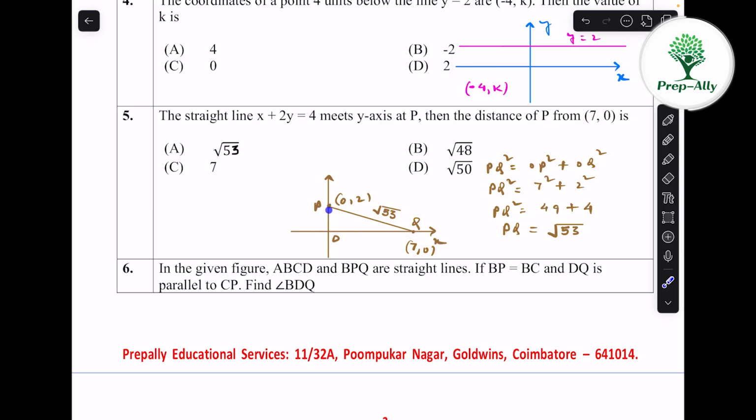In this triangle we know that PQ square equals OQ square plus OP square. So it is 7, it is 2. So 7 square plus 2 square, 49 plus 4. So PQ square equals 53, so PQ equals square root 53. So this is the answer.